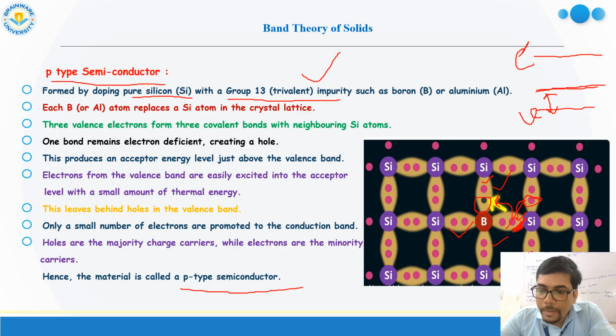So for both n-type and p-type, the energy gap will be reduced, that is, it will be less with respect to the forbidden energy gap. That's why, with respect to a pure semiconductor, in the case of n-type and p-type semiconductors, the conductivity of electricity is high.